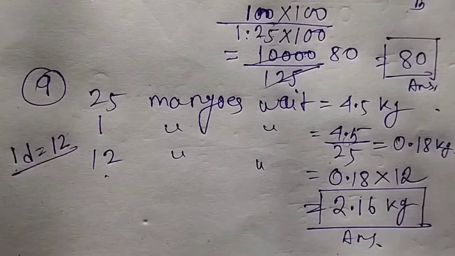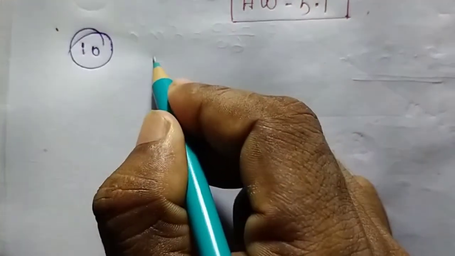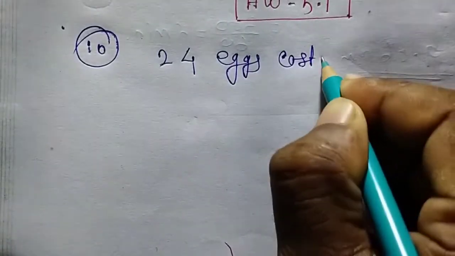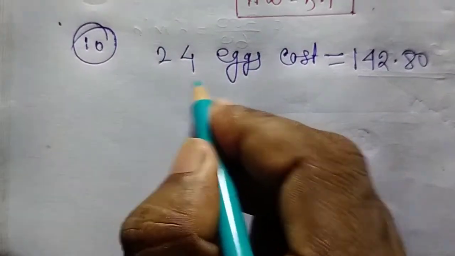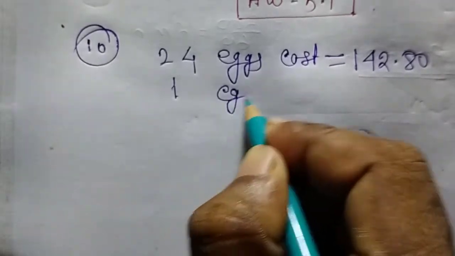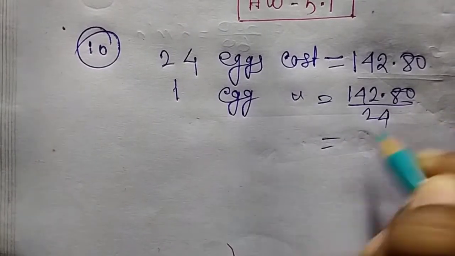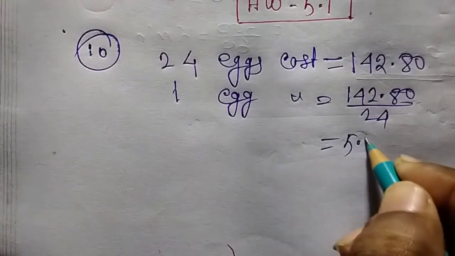Now try to solve another question. Try to solve question number 10. Here is the given question. The cost of a box of 24 eggs is 142.80. So 24 eggs cost equal to 142.80. So we have to find the cost of 1 egg. So 1 egg costs equal to 142.80 by 24. And you know how to divide this number? If we divide this number, we will get 5.25.